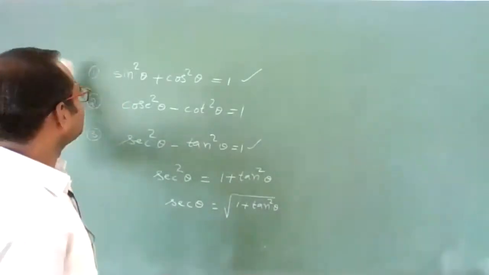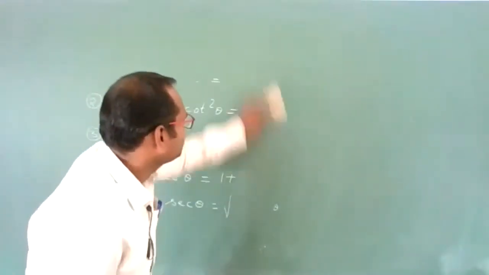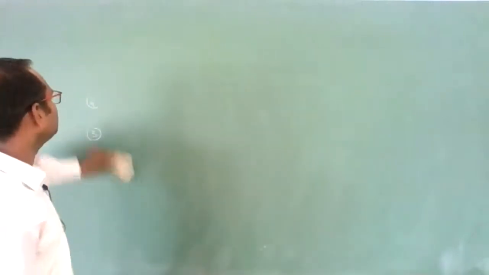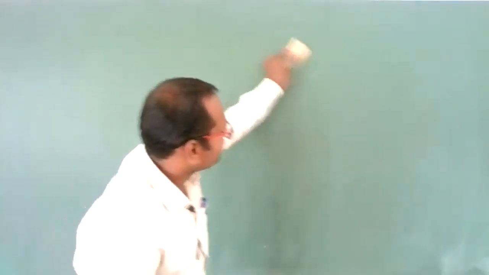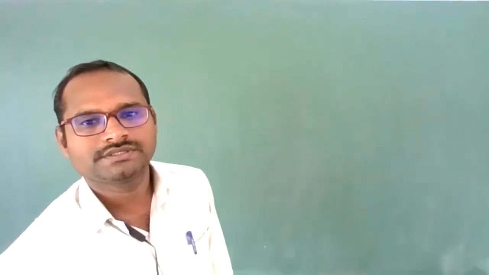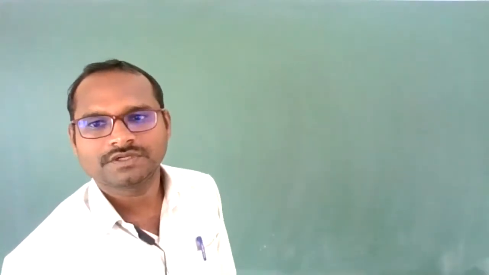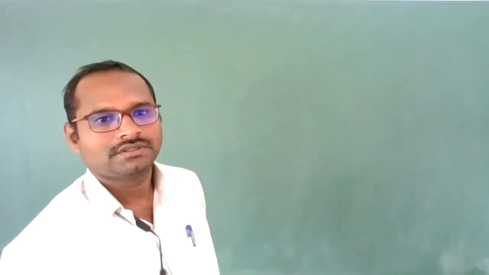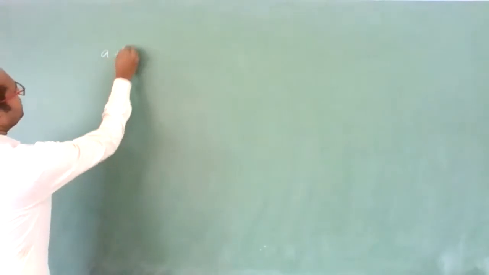Yes, students, today in this class we are going to discuss some basic algebraic identities. I hope you are seeing the board. First one is a plus b whole square.